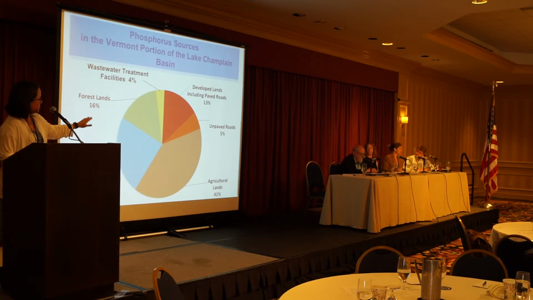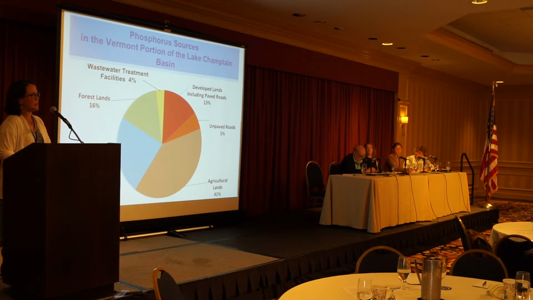In this case, about 40% of the load is attributed to agriculture, 20% is attributed to stream instability, and if you add up the orange and red slices, about 18% is related to developed lands, whether we're talking about gravel roads or paved surfaces. And then that small yellow swath is attributed to our wastewater treatment facilities, and that's a rather unique aspect of the Lake Champlain TMDL.